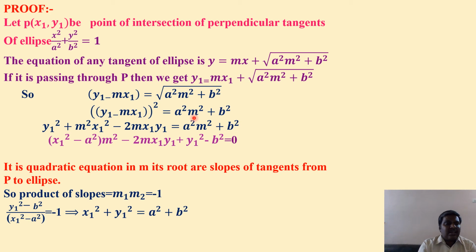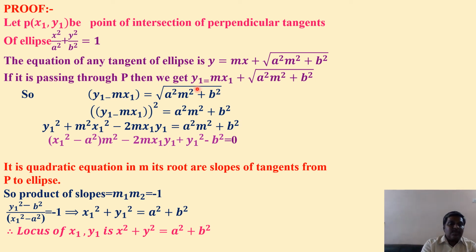On cross multiplying and simplifying, we get x1 square plus y1 square is equal to a square plus b square. This is the condition for all (x1, y1) taken on your locus. Therefore, the locus of (x1, y1) is nothing but x square plus y square is equal to a square plus b square.